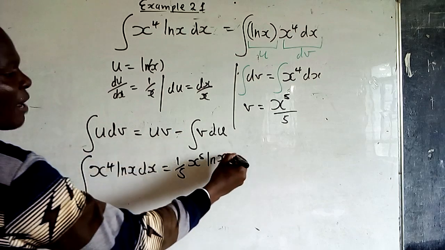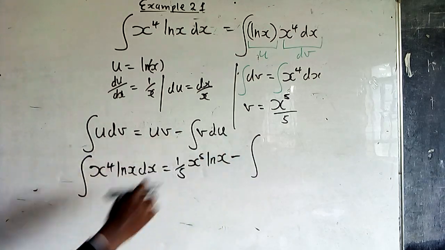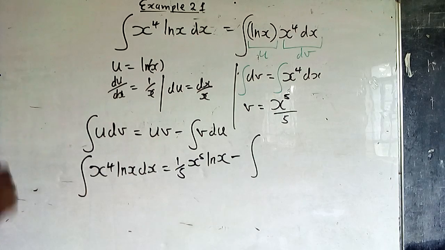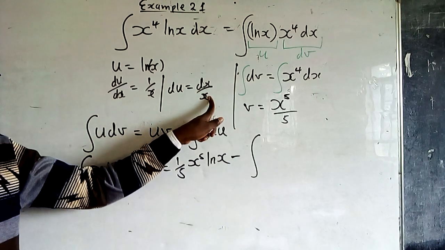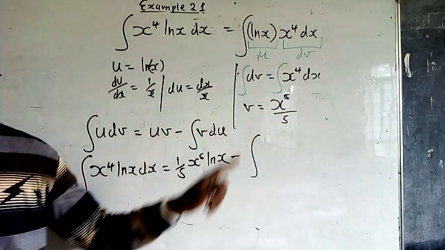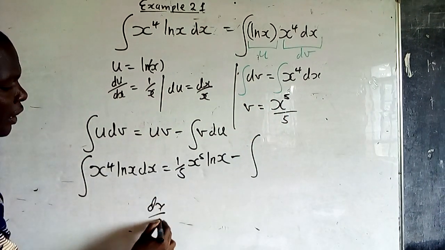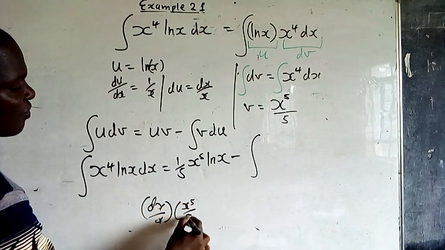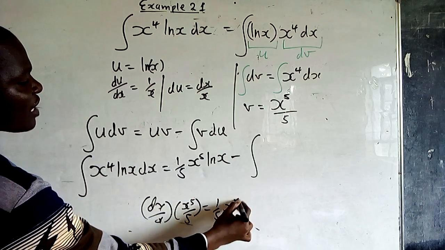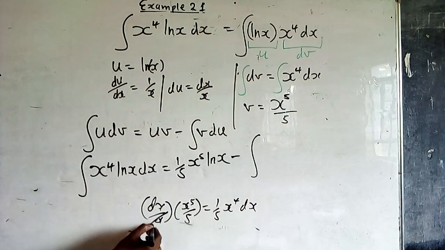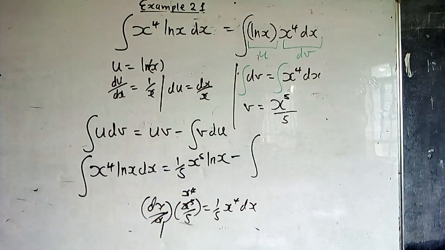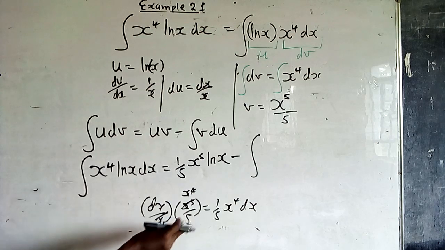Then minus, we have minus, then integral of v du. Can you multiply v and du? Remember, du is dx over x, isn't it? Yes. Dx over x times 1 over 5 x raised to power 5. Dx over x into x raised to power 5 over 5. You get 1 over 5 x raised to power 4 dx, isn't it? Because this x goes here 1, you remain with x to power 4. X to power 4 over 5 is 1 over 5 x raised to power 4, isn't it? Are we together? X raised to power 4 dx over 5, isn't it?